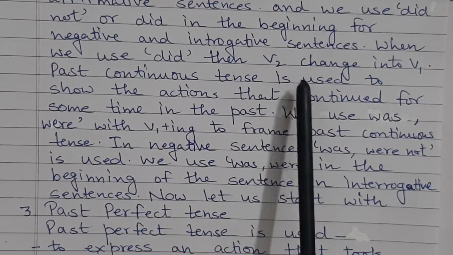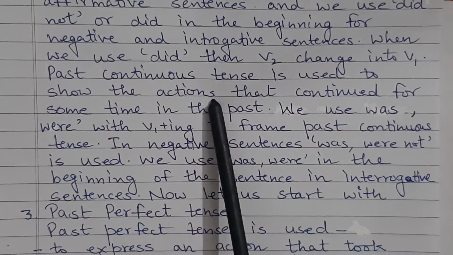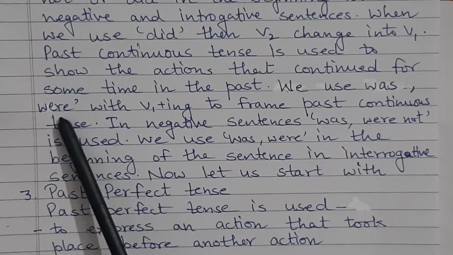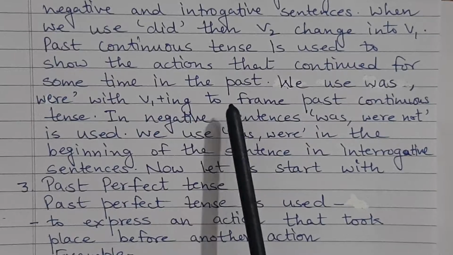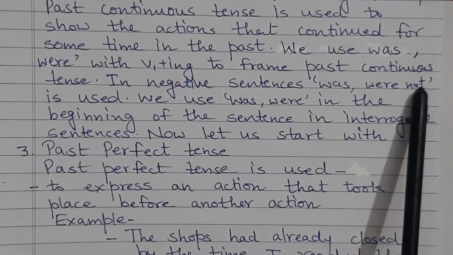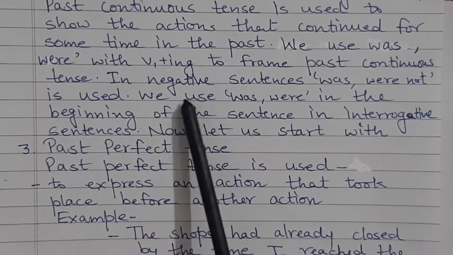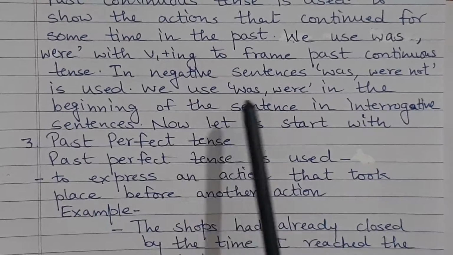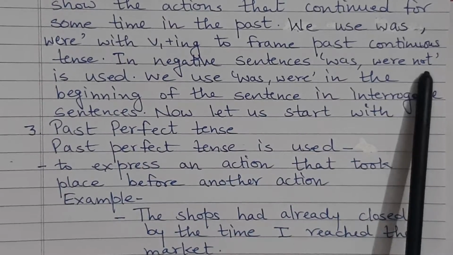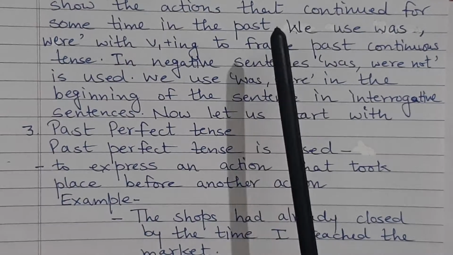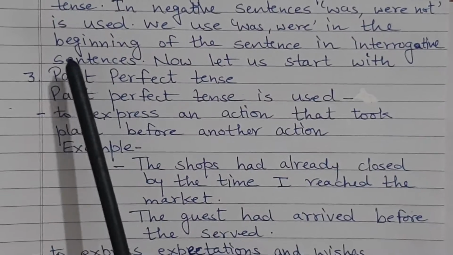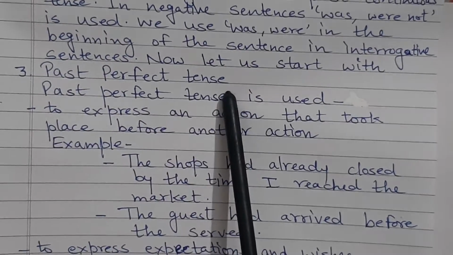And past continuous tense is used to show the actions that continued for some time in the past. We use was and were with V1 ing to frame past continuous tense. In negative sentences, was, were and not is used, and we use was, were in the beginning of the sentence in interrogative sentences of past continuous tense. So students, we have revised simple past and past continuous tense. Now let us start with past perfect tense.